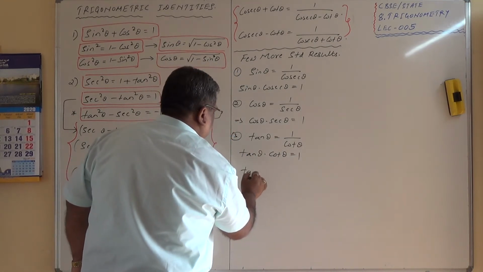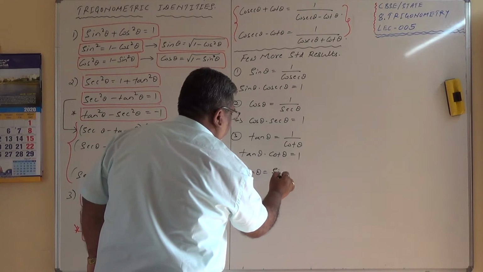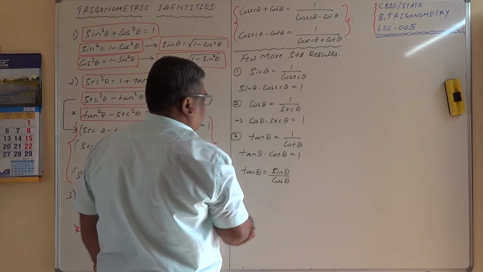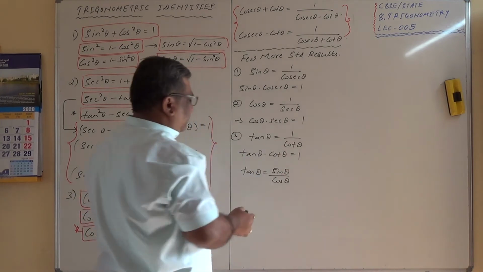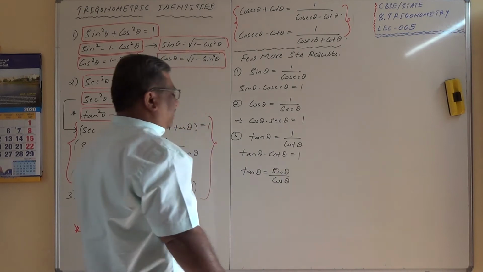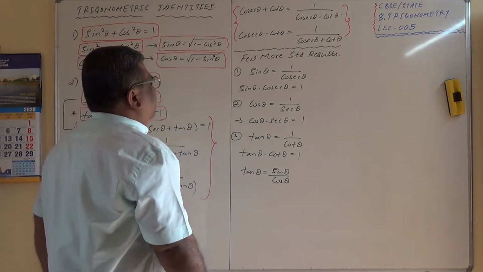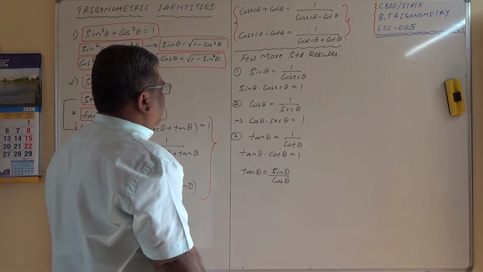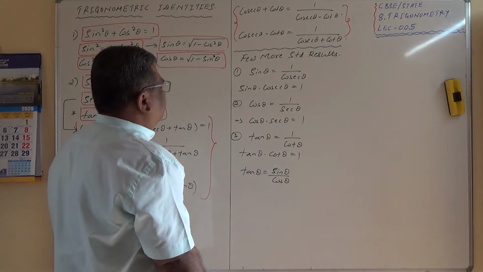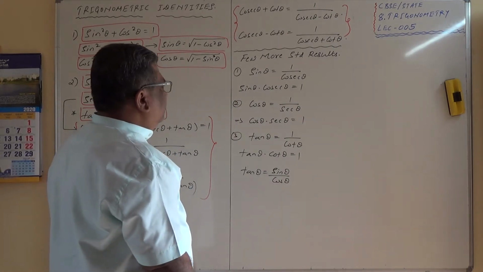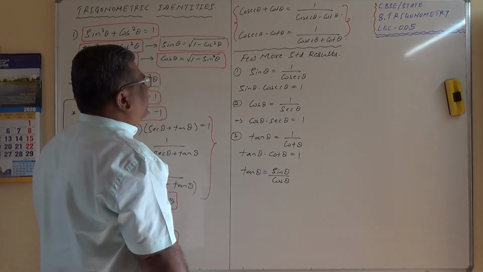Also tan theta equals sin theta by cos theta. This also you should know. So these are different identities here. I hope you can understand what I have written here. Tan theta equals sin theta by cos theta. What else? These are another 3 identities. I think that's all. If I come across a few more identities, we'll try to solve.